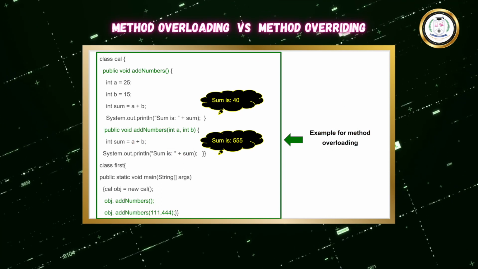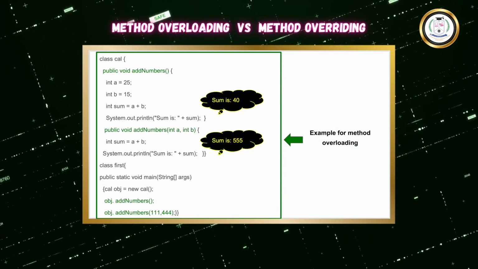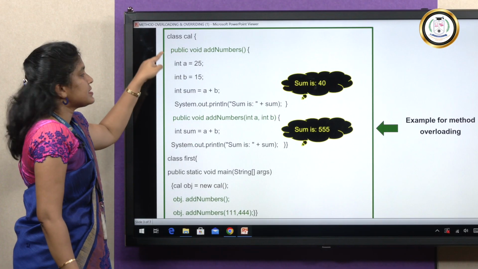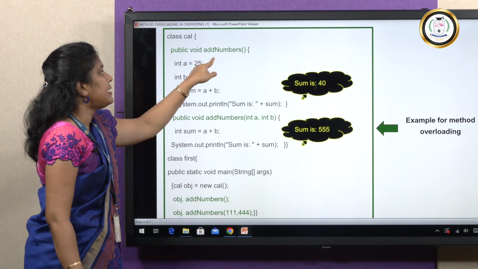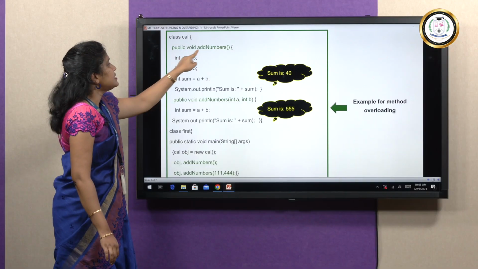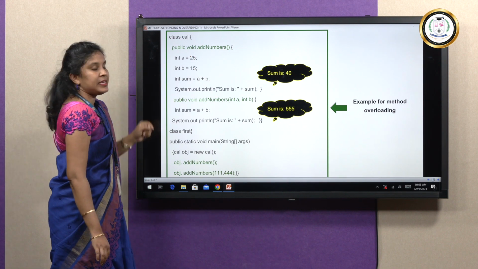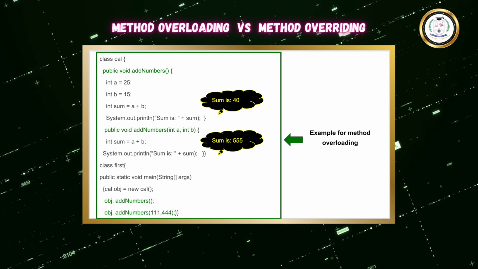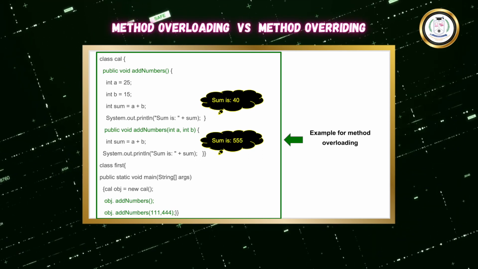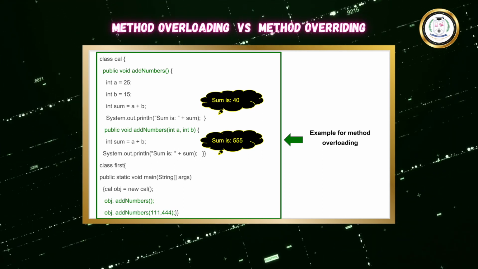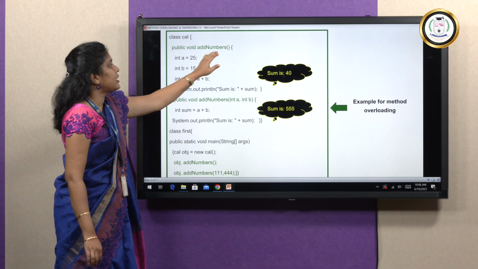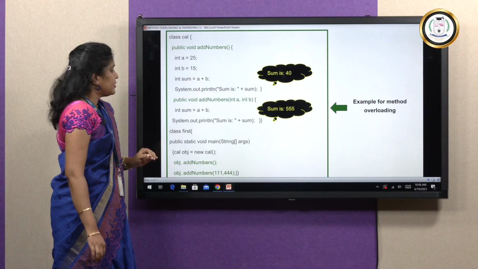So here we have an example for method overloading. I have started with a class which is having a method which is named as add numbers. So this method does not have any parameter. I have two integers being given. I have added up the values. I have printed the result. So this is my activity of one function which is not going to have any parameter.